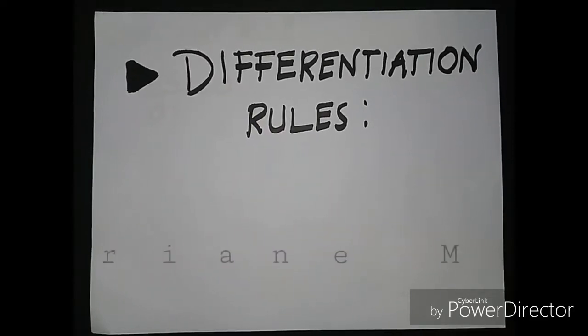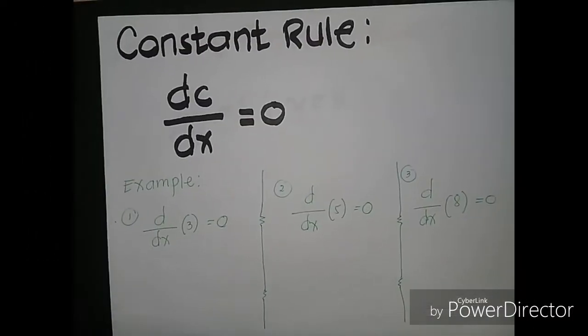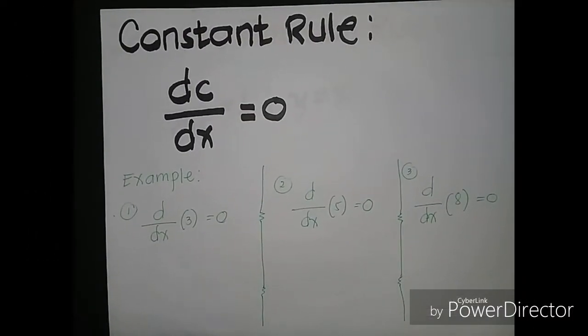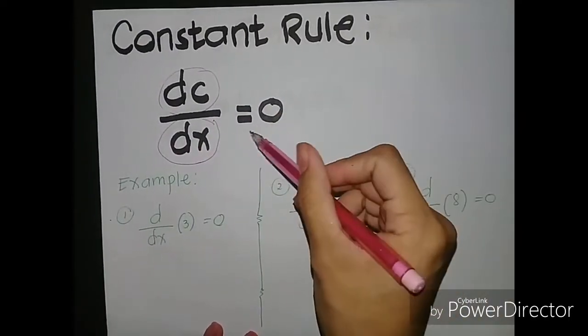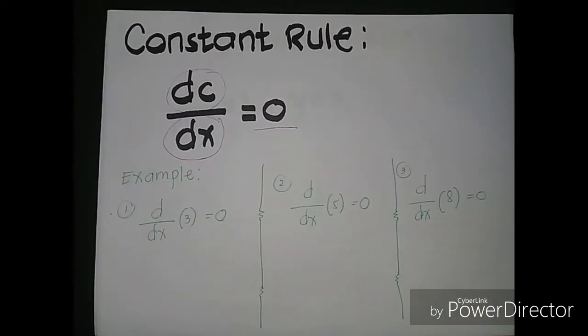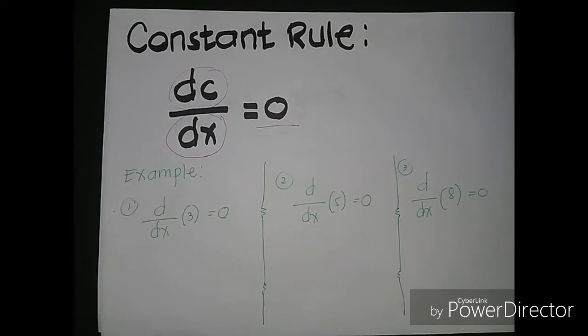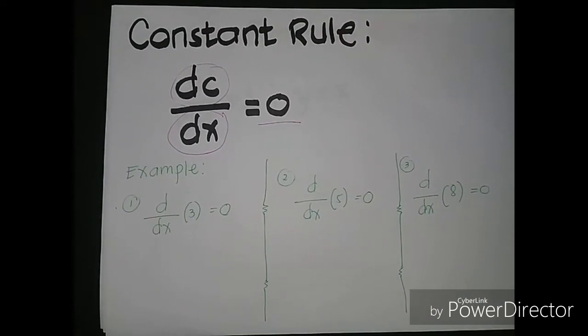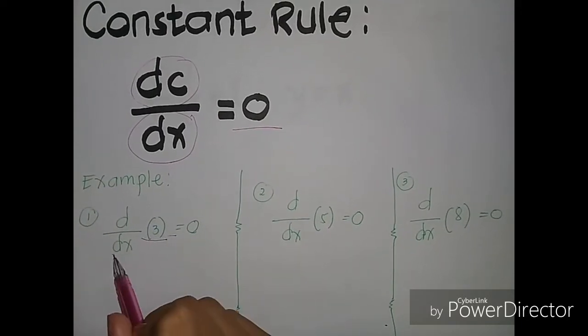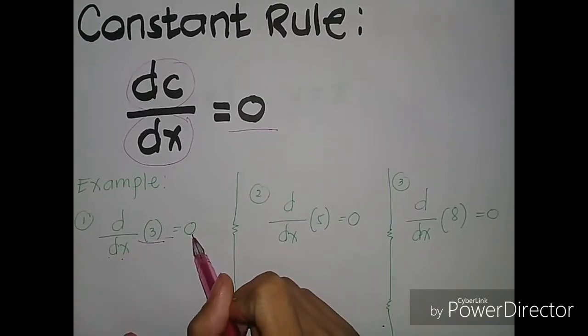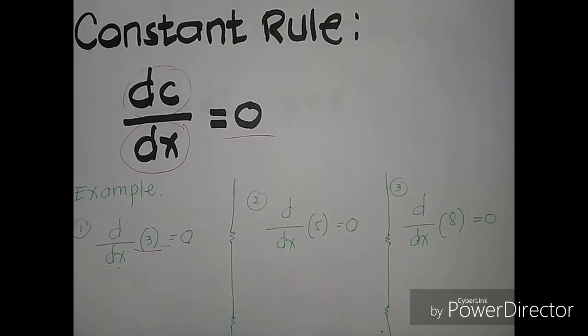We will now determine the different differentiation rules. So let's start off with the constant rule. In the constant rule, the derivative of a constant over the derivative of x is equal to 0. Whatever the value of the constant, the derived function will always be equal to 0. For example, the derivative of 3 over the derivative of x is equal to 0, same as with our next two examples.